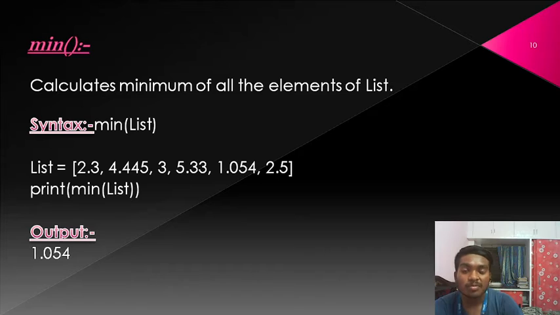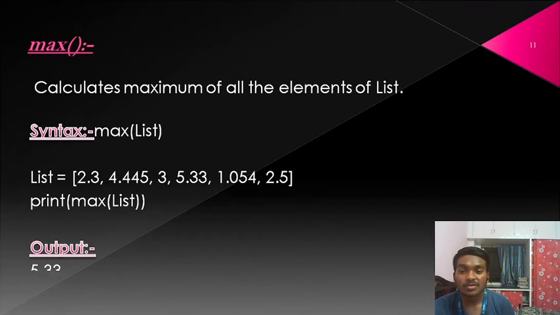Syntax is minimum of list. Minimum is a function. List is equal to 2.3, 4.445, 3, 5.33, 1.054, 2.5. Now we are going to print the minimum value which is present in the list. Print minimum of list. As we can see, 1.054 is the minimum value present in the list. So 1.054 is printed as the output.